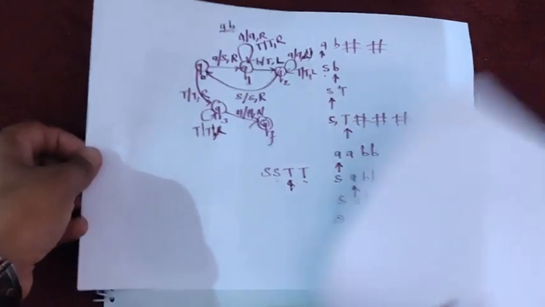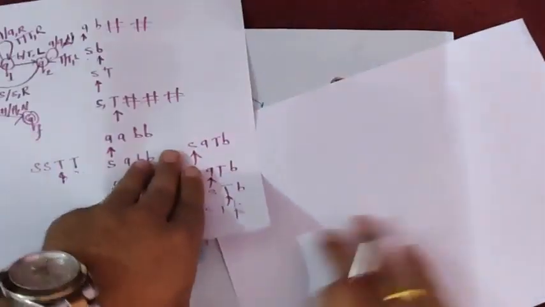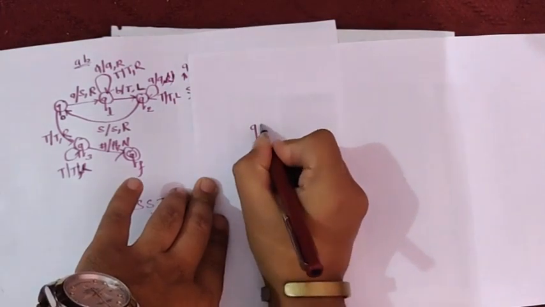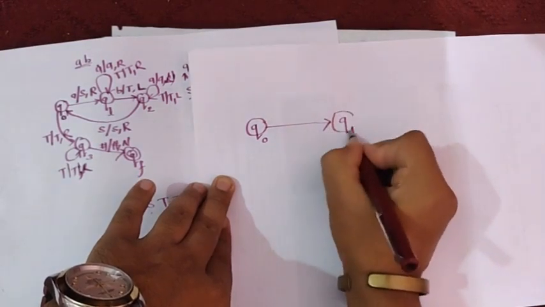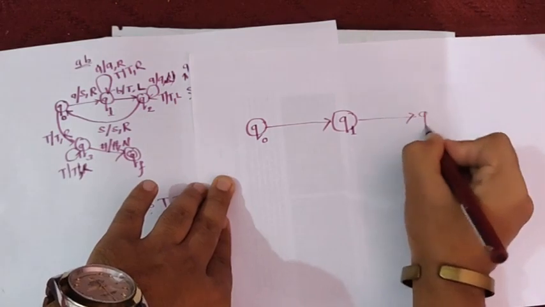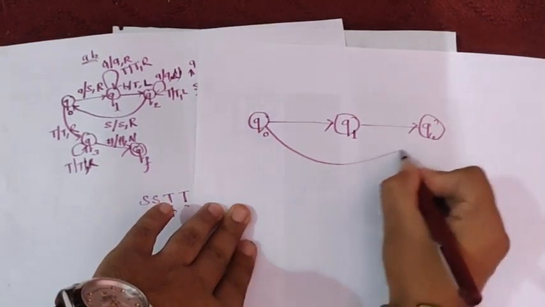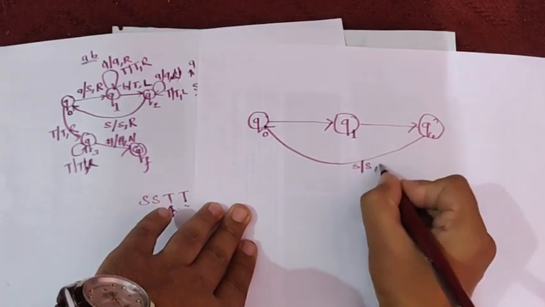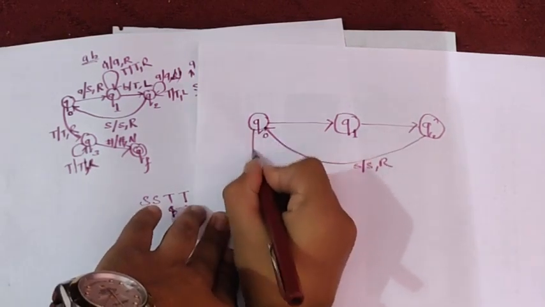Okay, let's check whether it accepts triple A, triple B or not. So I am writing it in larger form, the transition diagram. Q naught, Q1, Q2. So it was like this. Yes, S, R. Okay, and it was like this.